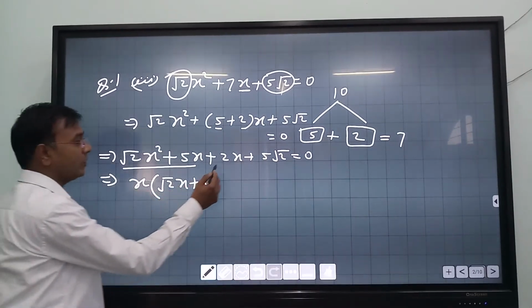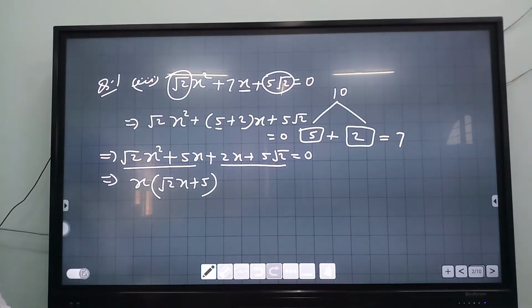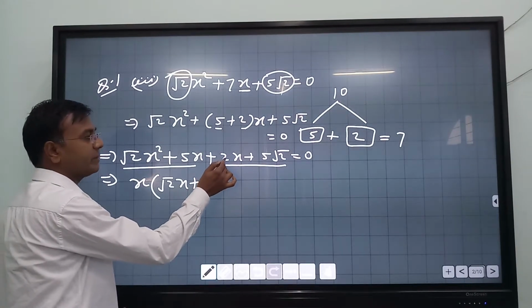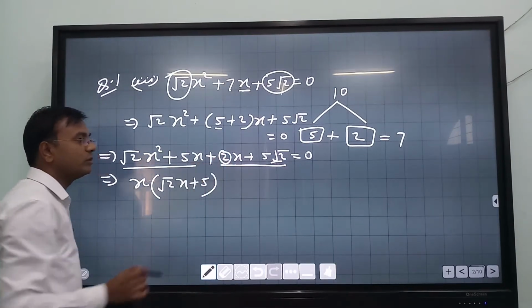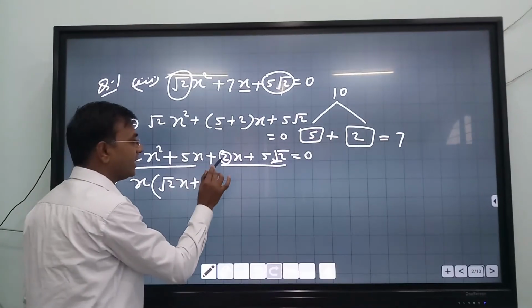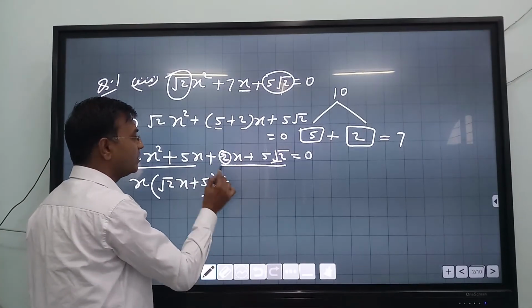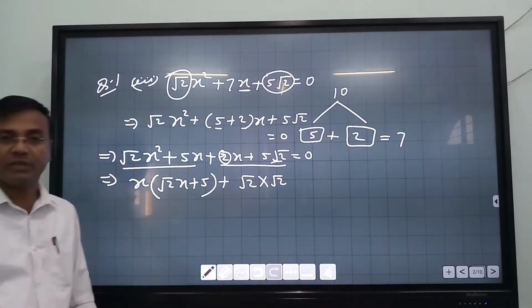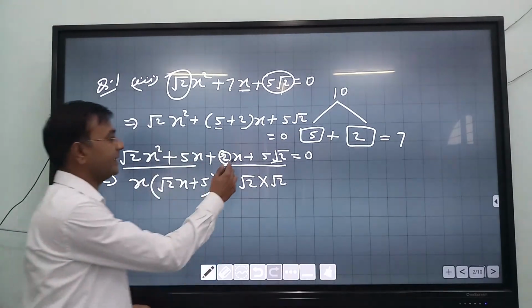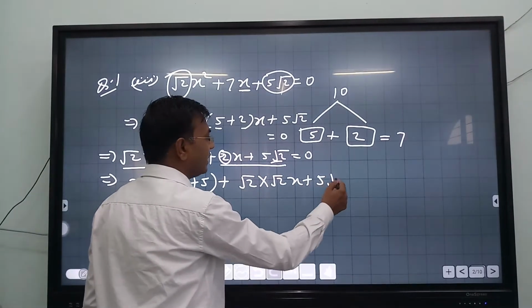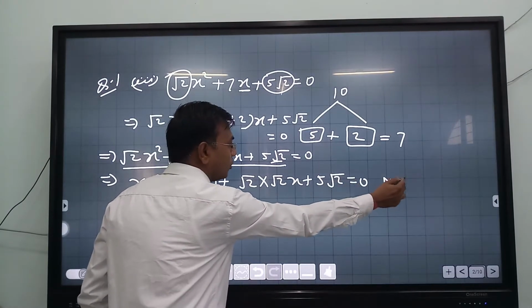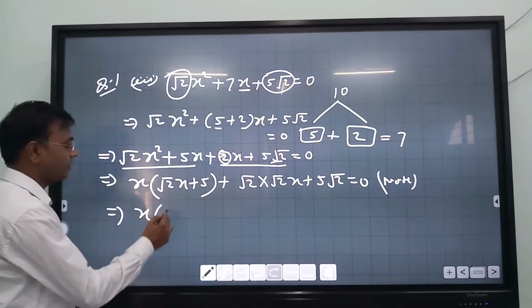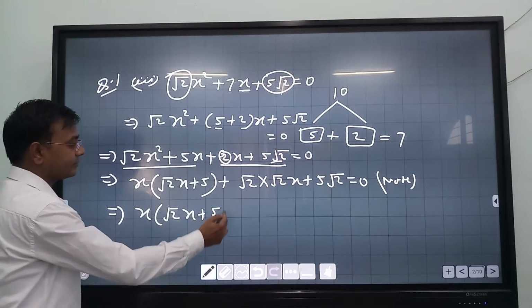Now in the remaining terms, what is common? x is not common, and even 5 and 2 are not divisible, so here is root 2 and here is 2. So we need to write this 2 in terms of root 2. This 2 must be written as root 2 into root 2, whose product gives 2 only, then x plus 5 root 2. This is the point to note in the question, especially in middle term splitting. So root 2 x plus 5.